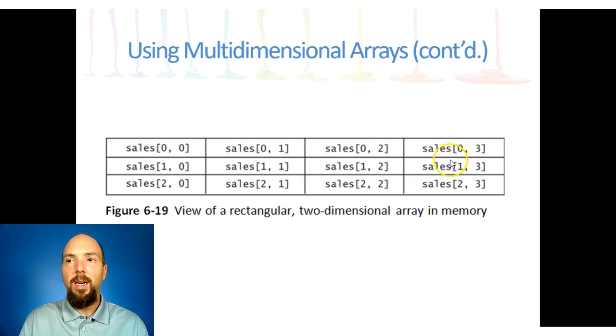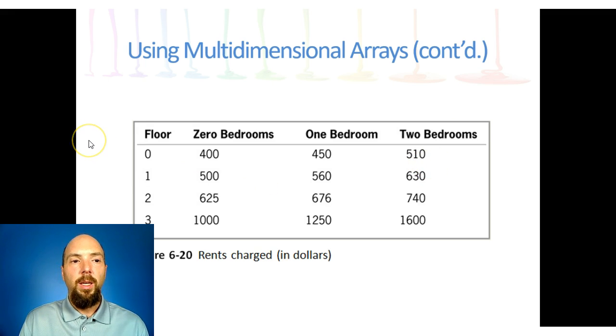Alright, so let's say I have something where we have a list of apartments. And so we have, if you live on floor 0 and you have 0 bedrooms, then your rent is $400. So maybe this is a loft. Alright, so then if you're on floor 0 and you have 1 bedroom, then your rent is $450. And then if you're on floor 0 and you have 2 bedrooms, then the rent is, I'm sorry, $510.